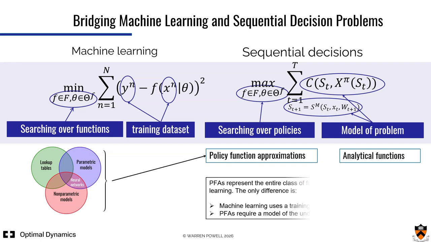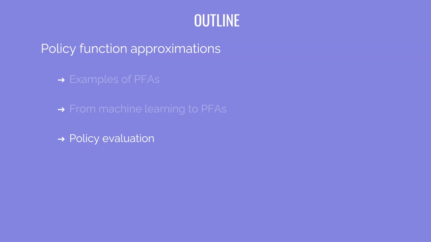Now, policy function approximations represent any possible function that we might use in machine learning. So you could go hire somebody with a really strong background in machine learning, bring them over, and the only difference here is that you're not going to use a training data set. You are going to code up a model of the problem. And so you need that.